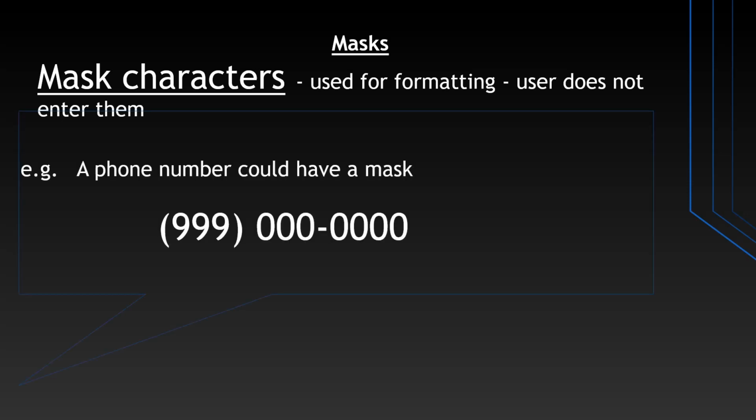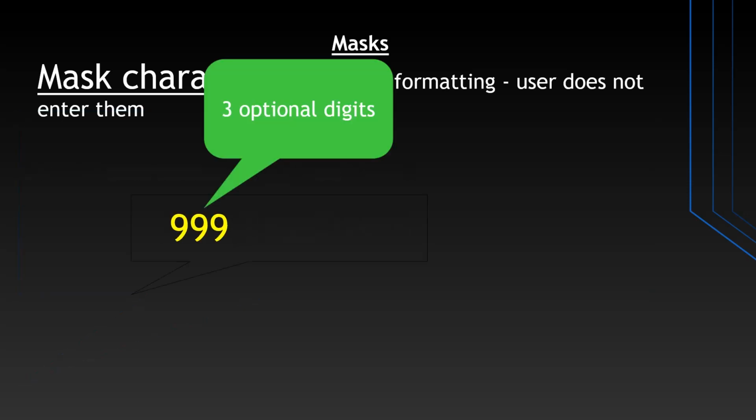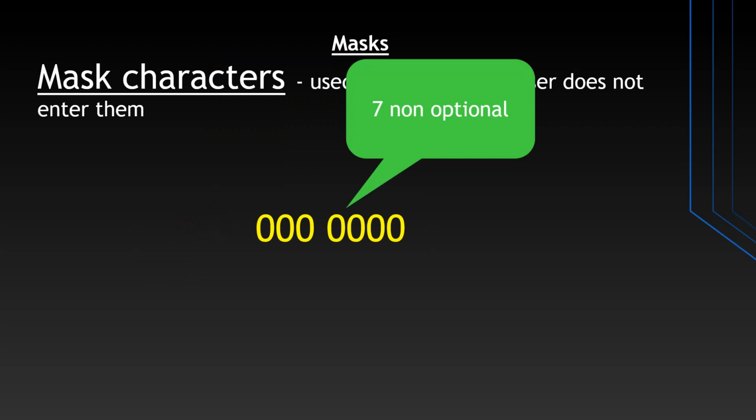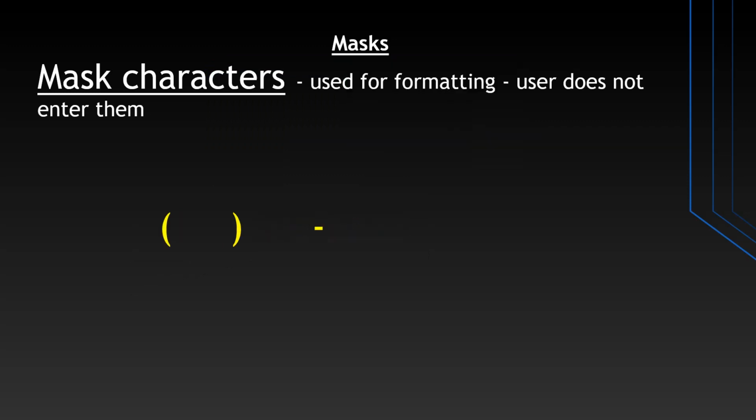So let's look at an example. A phone number has 3 optional digits shown with the placeholder 9, 7 non-optional digits, the placeholder 0. And the brackets, space and the dash are mask characters.